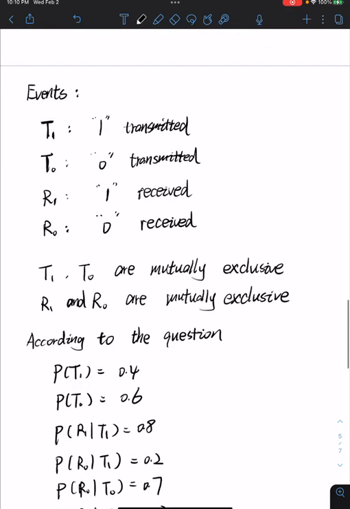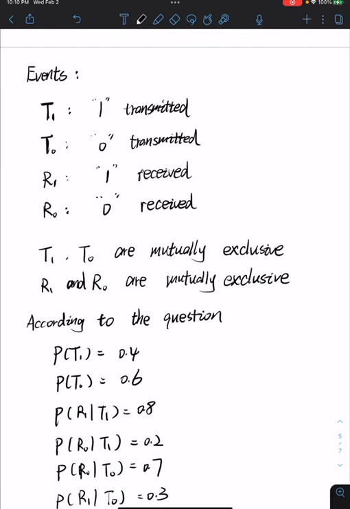To solve these questions, I use four different symbols to note these four events. The capital T with subscript 1 means 1 is transmitted, and T0 means 0 is transmitted. R1 means 1 is received, and R0 means 0 is received. We can also see that T1 and T0 are mutually exclusive, and R1 and R0 are also mutually exclusive.